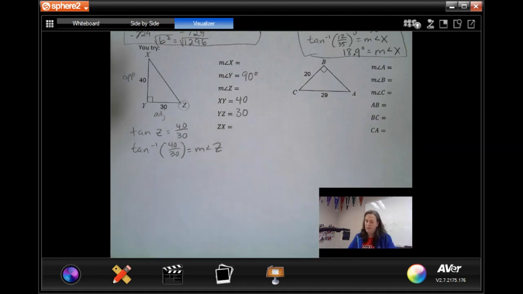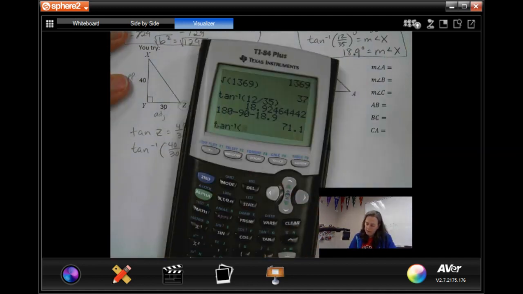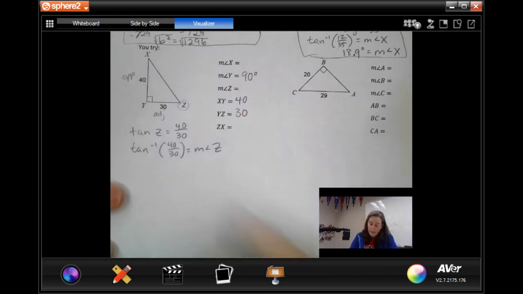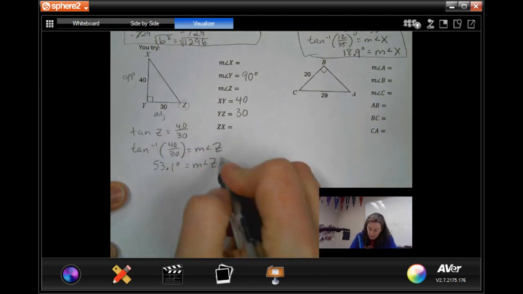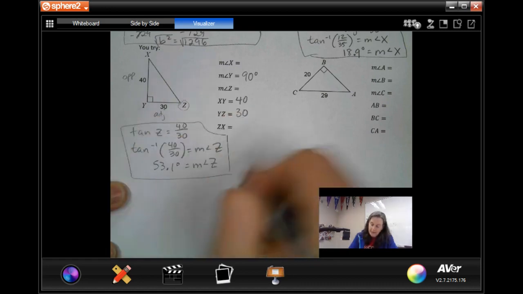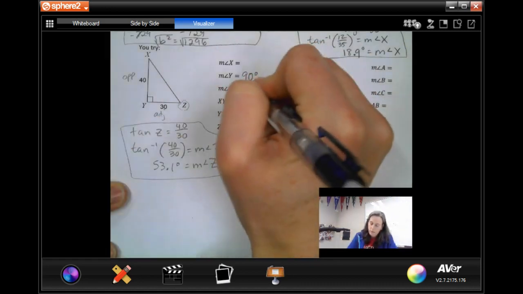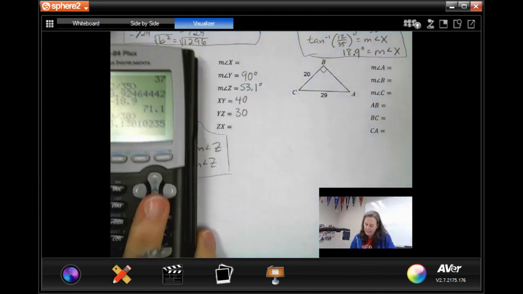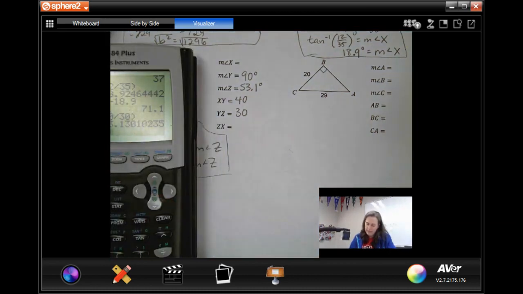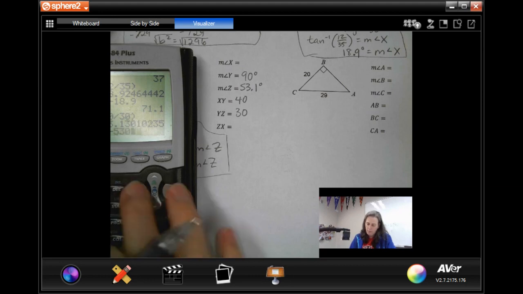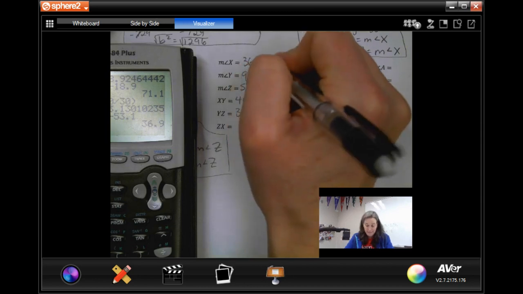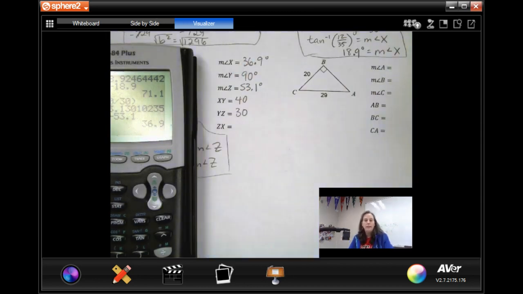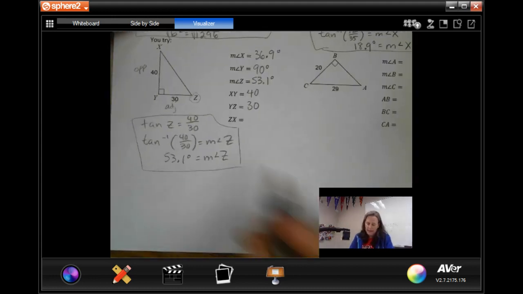Let's see, inverse tangent of 40 divided by 30. So I've got 53.1 degrees for angle Z. Check and see if that's what you got for angle Z. 53.1. Then to find angle X, 180 minus 90 minus 53.1, 36.9 for angle X. So we just need to figure out that third side now.